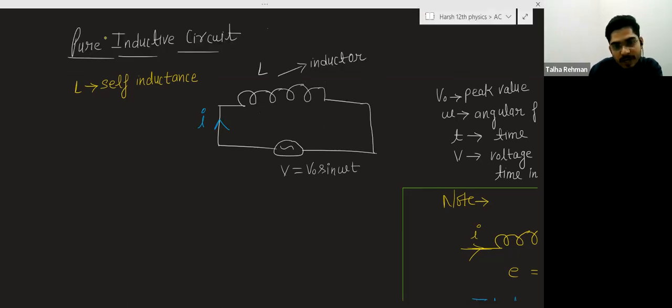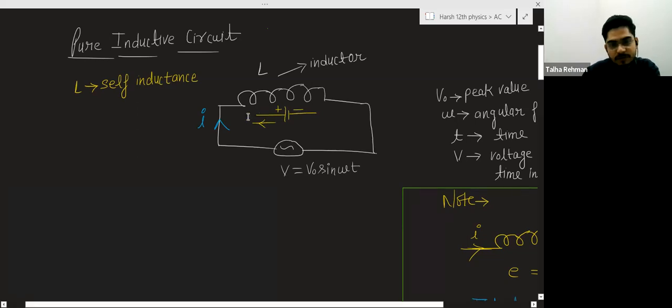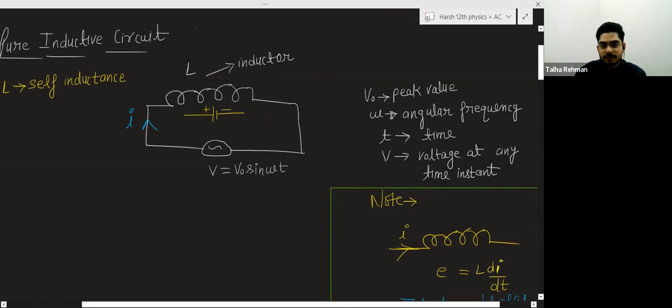So the inductor will induce an EMF like this, so that there will be an induced current in the opposite direction. Okay, now it's fine. So basically this first point you should know, and all the things I have written here: V naught is the peak value, omega is the angular velocity, t is the time, and V is the voltage at any instant of time.